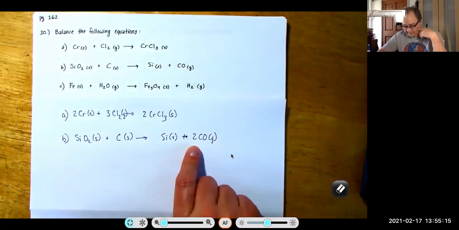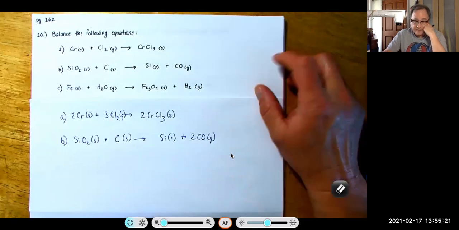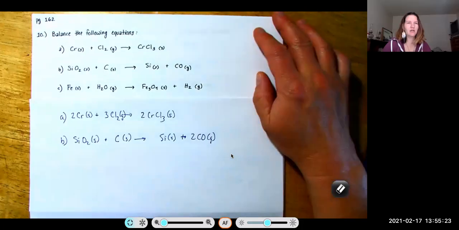So now the carbons are off. What do you want to do about the carbons? Add a 2 on the left.